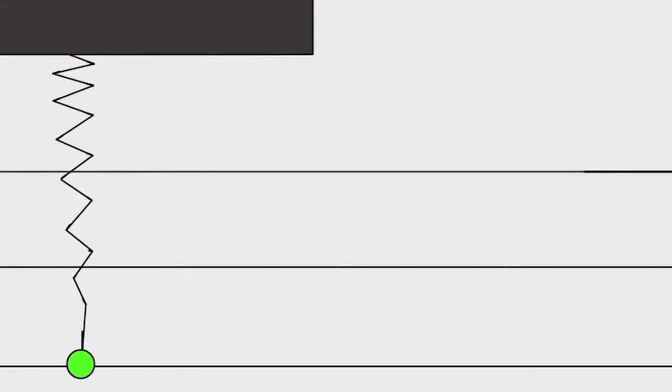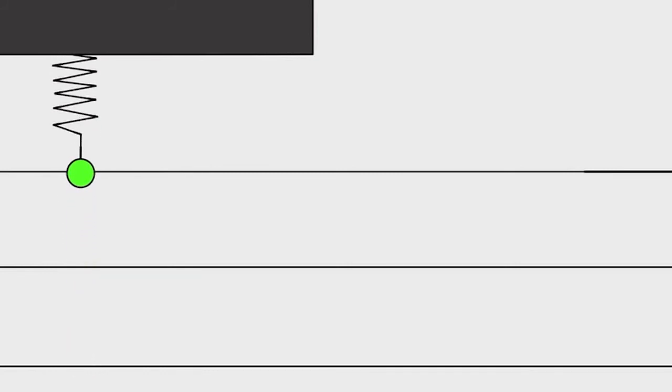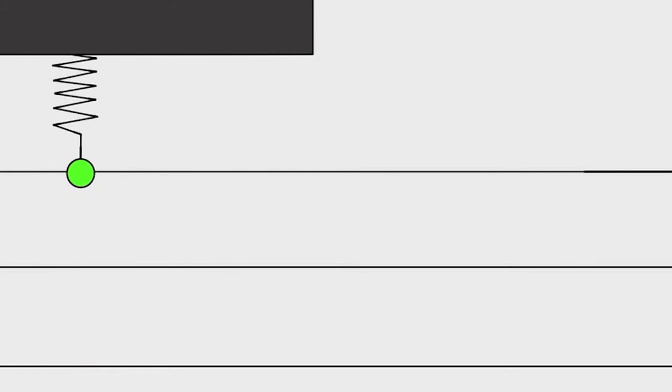An excellent example of this is a mass on a spring. The greater the displacement from equilibrium, the greater the force. So the maximum force occurs at the high and low points where the spring is most compressed and most stretched. And the force is 0 when it passes through equilibrium.